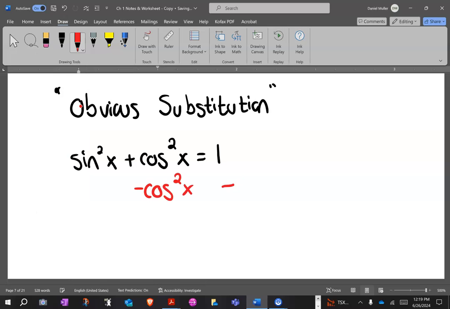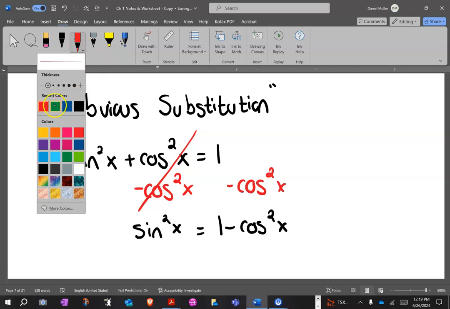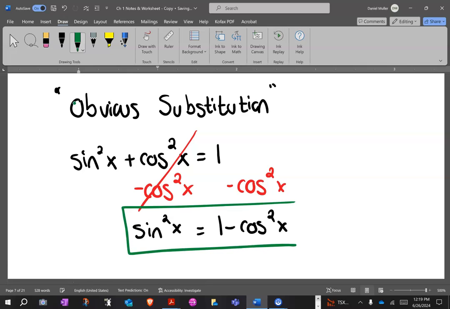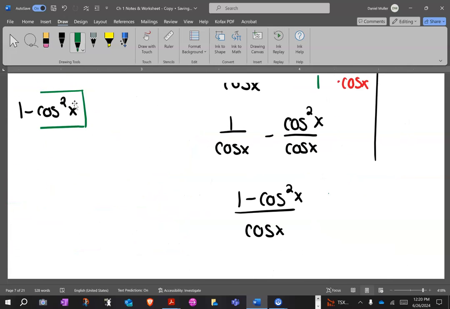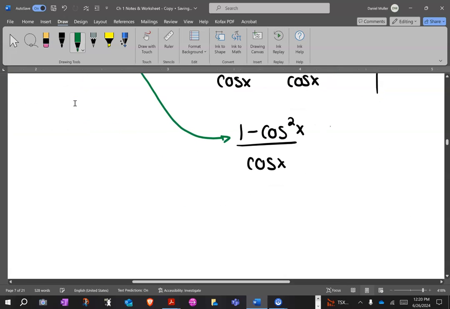So I'll move this over to the right side. So on the left is just a sine squared. And on the right is a 1 minus cos squared. So sine squared is equal to 1 minus cos squared. Or if I see a 1 minus cos squared, I can write it as a sine squared. So that's what I got to do here. I got to rewrite 1 minus cos squared as a sine squared. I'll write that in green.